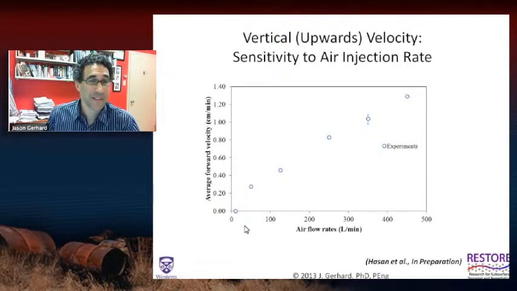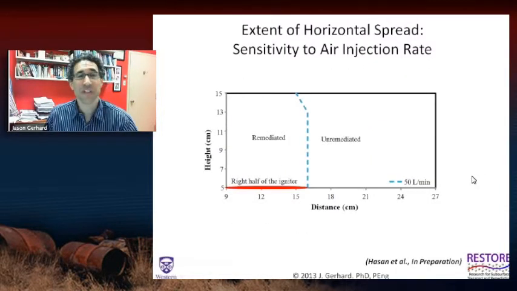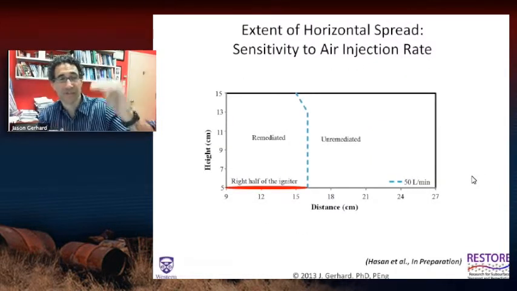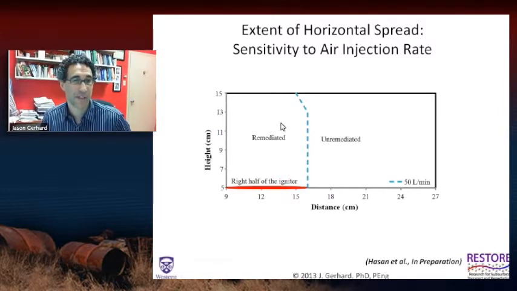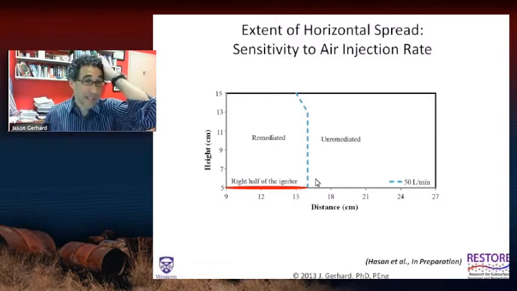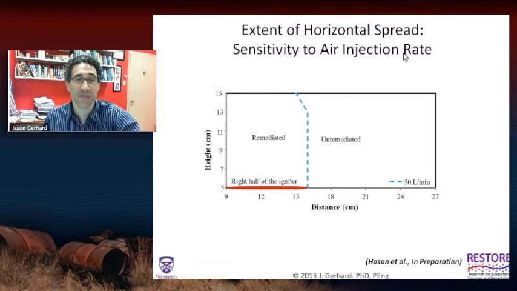So that's interesting. And also it's interesting to see the same pattern as we see in the column experiments. Now we're talking about, that's upward velocity. That's moving basically up this way here. Now, how about this remediated zone? How about the lateral propagation? Well, it turns out it's also sensitive to air injection rate.